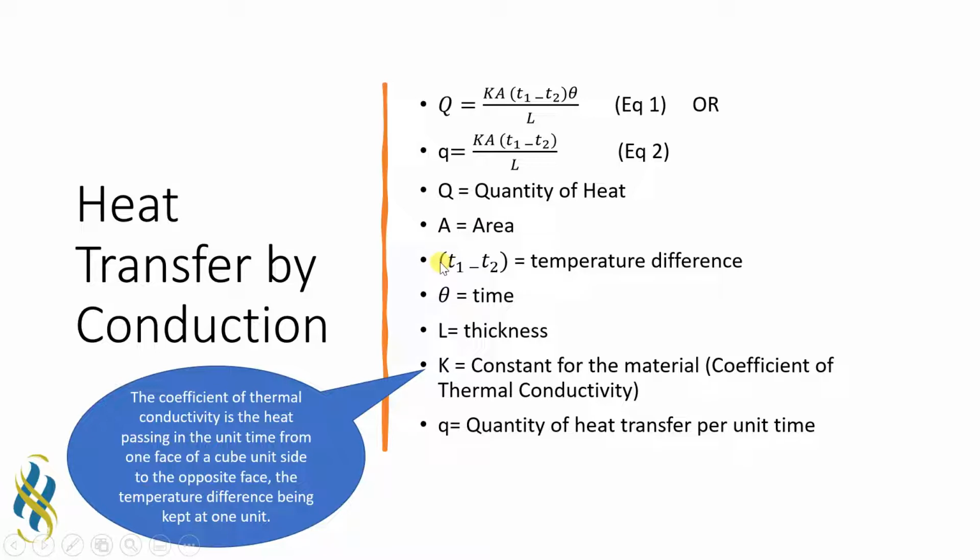A is the area, T1 minus T2 is the temperature difference, theta is the amount of time which is used for the transference of heat from the higher temperature area to the lower temperature area. L is the thickness, K is the constant for the material, which is also known as the coefficient of thermal conductivity, and small q is expressed in this equation, equation number 2, where theta is deleted. This is the quantity of heat transfer per unit time.